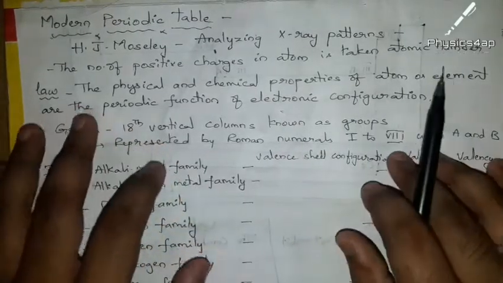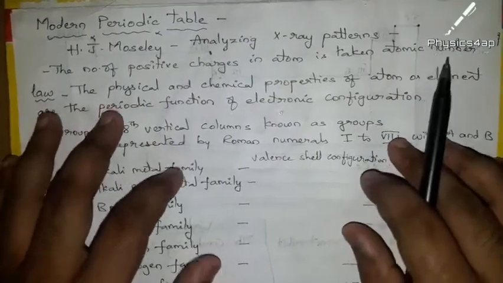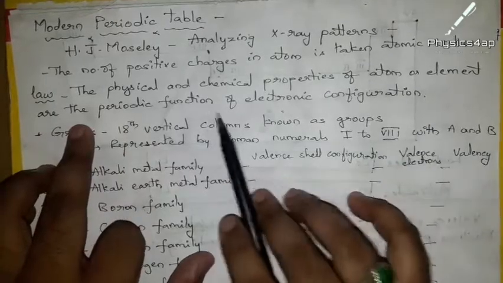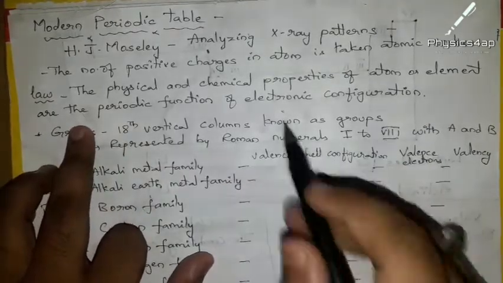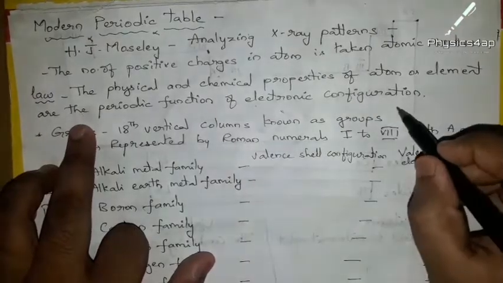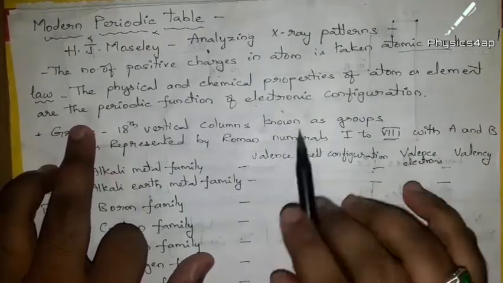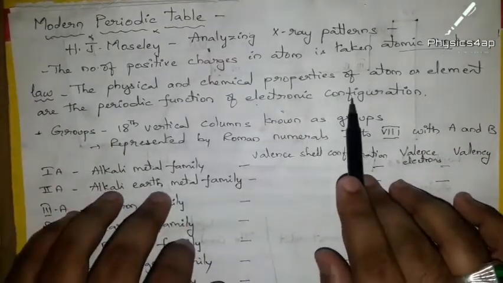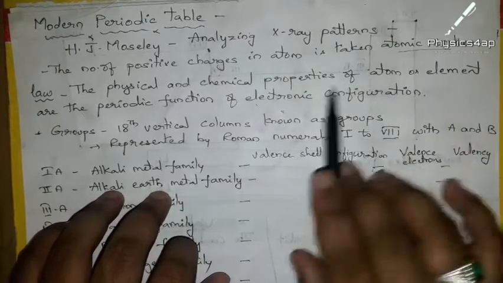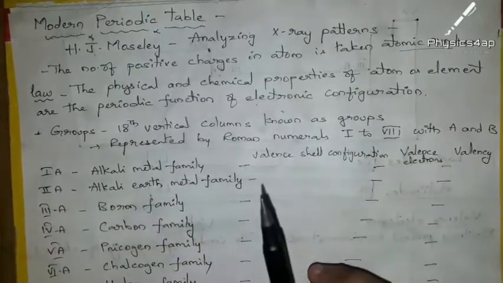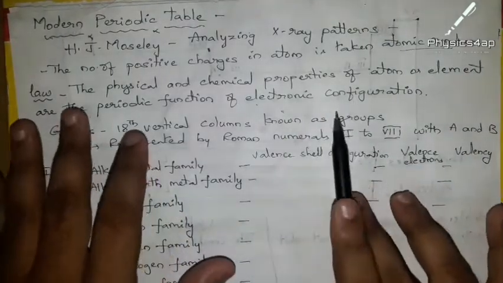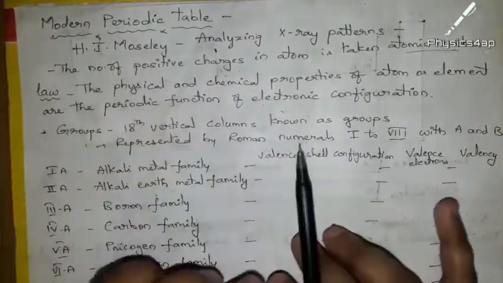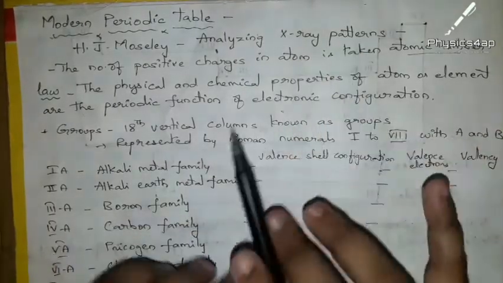So the law of the modern periodic table can be stated as: the physical and chemical properties of the elements are periodic functions of the electronic configuration. In place of electronic configuration, we can also take the atomic number, since the electronic configuration is based only upon the atomic number, right? So this is the modern periodic law, which was designed by H.J. Moseley with the help of X-ray pattern analysis.